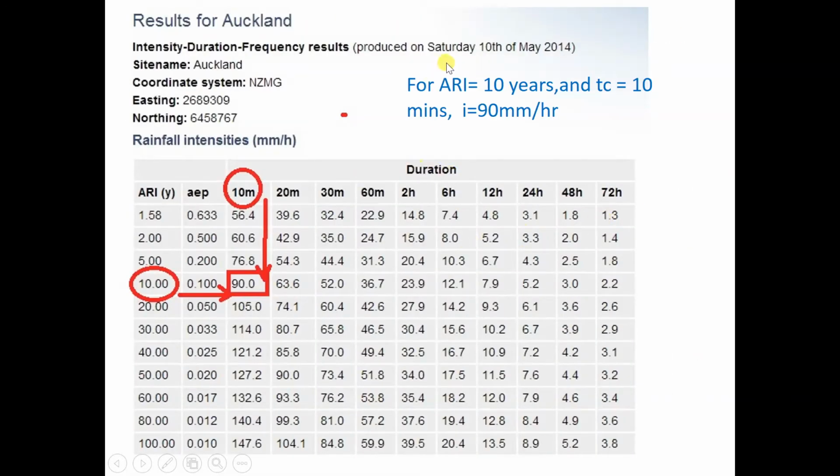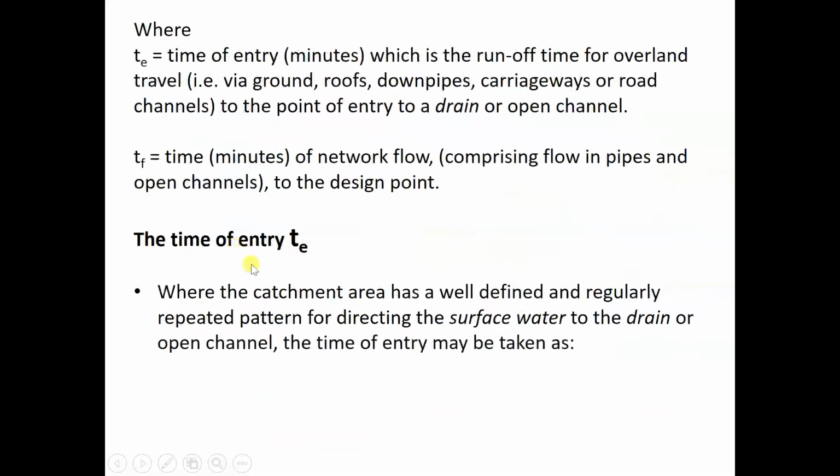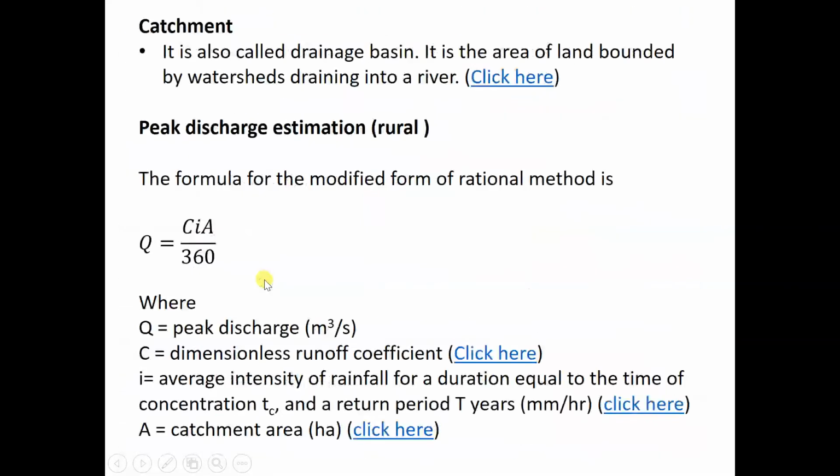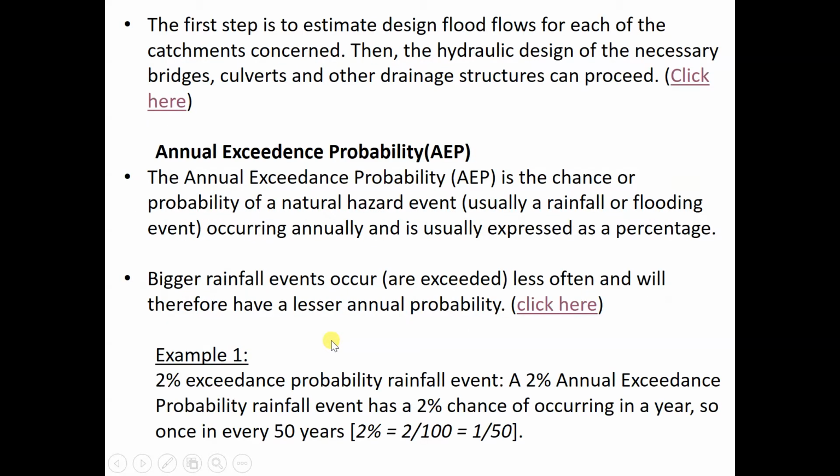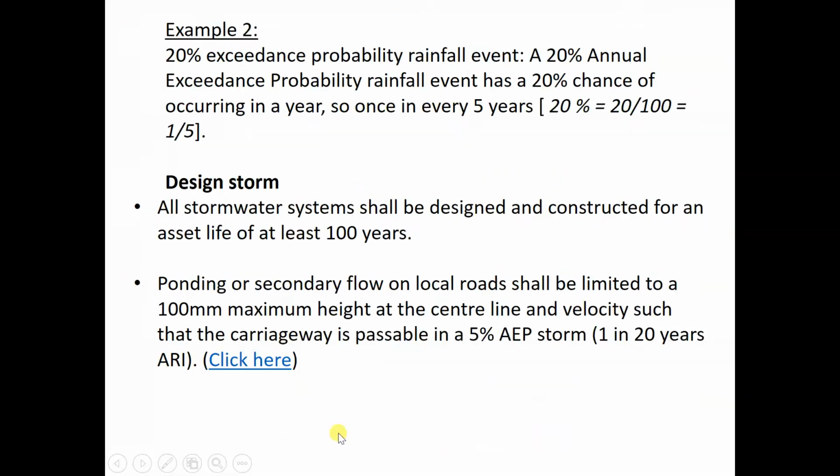So for example, this ARI, they have this ARI as well. So these two are equivalent, ARI or AEP. They are just one. The AEP is just a percentage, but ARI is in fraction. So the 2% AEP is equivalent to 2 divided by 100, equal to 1 in 50, or we just say 1 in 50 years.